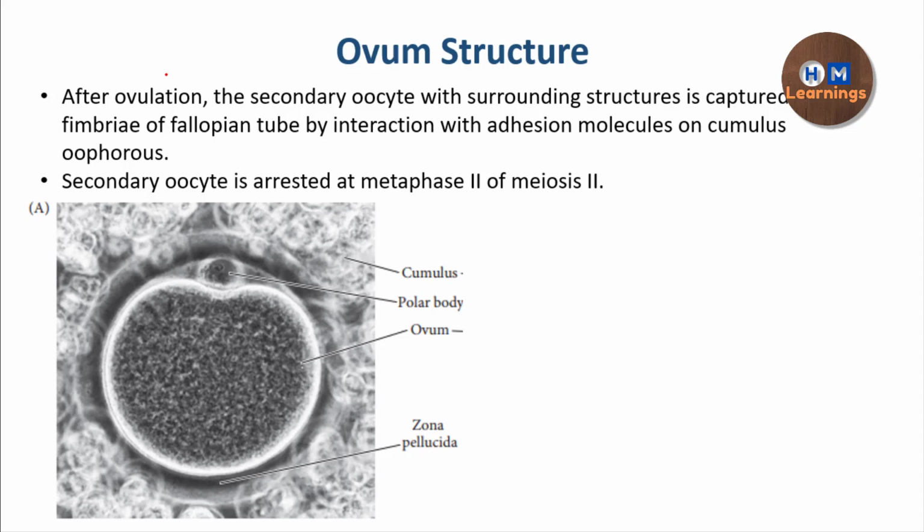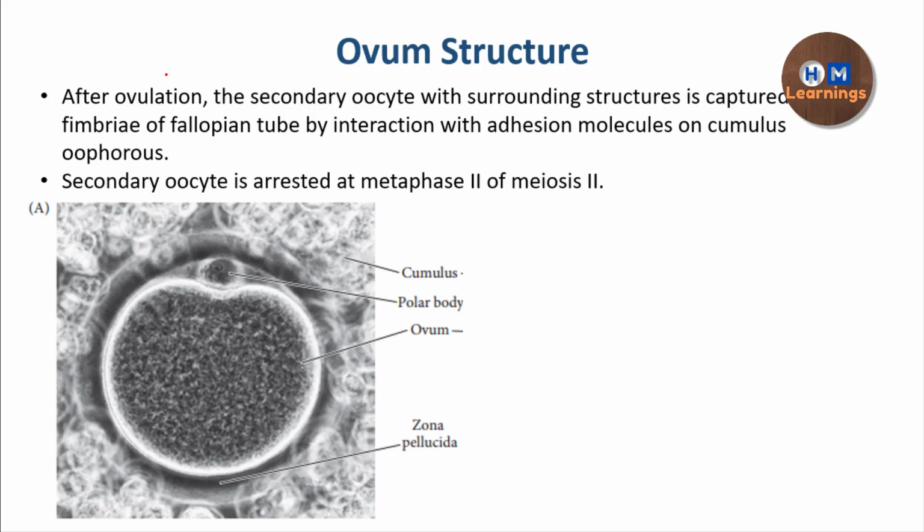We will first understand the surrounding structures, and then the structure of the secondary oocyte as well. All these things will help us in understanding the process of fertilization. There are many events happening during fertilization. Once we know the parts of the sperm and the parts of the ovum, we can relate these things and understand fertilization very easily.